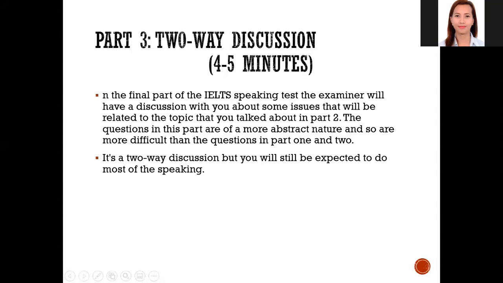Okay. So in part 3, the examiner would ask some questions related to part 2. For instance, the question in part 2 is talking about possession, so the question in part 3 is related to acquiring something. For example, in your view, do you think that people are more acquisitive or less acquisitive? Okay. Why? And then another question.